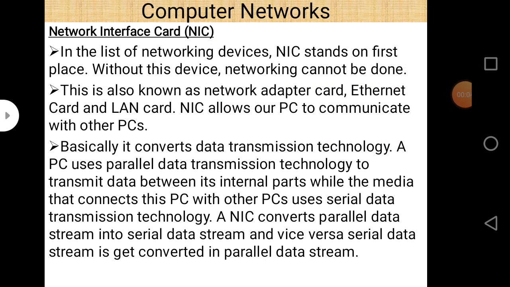Today our topic is computer network and this is computer network part 2. In this lecture we are going to discuss some network devices. So let us take them one by one.